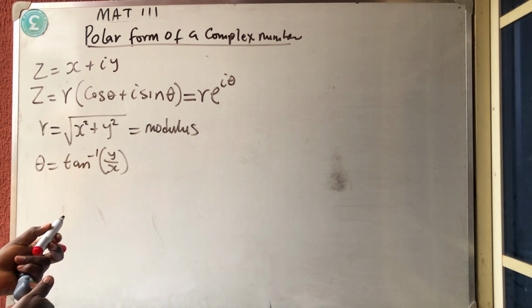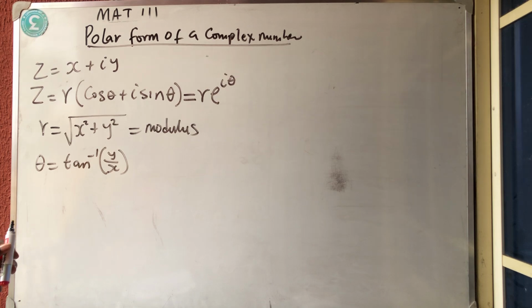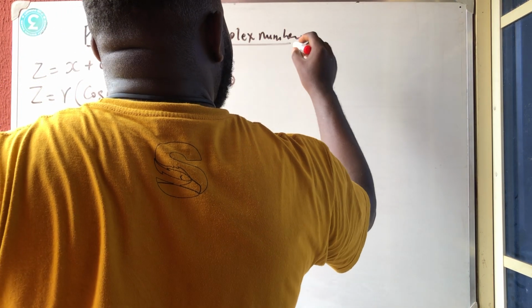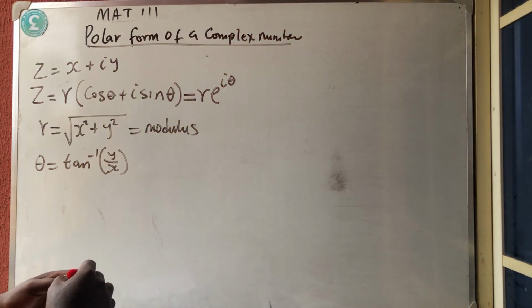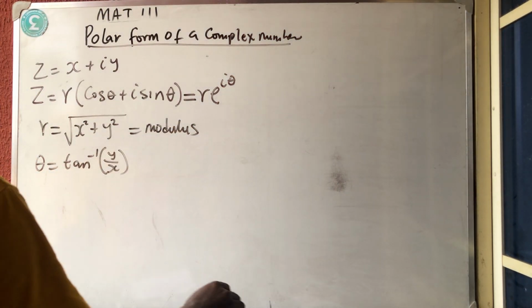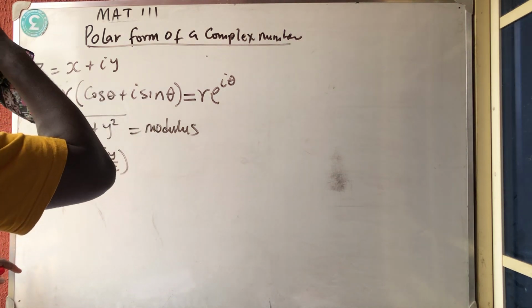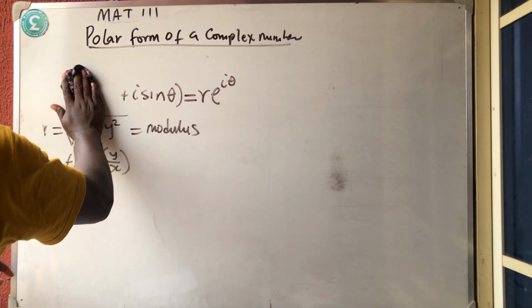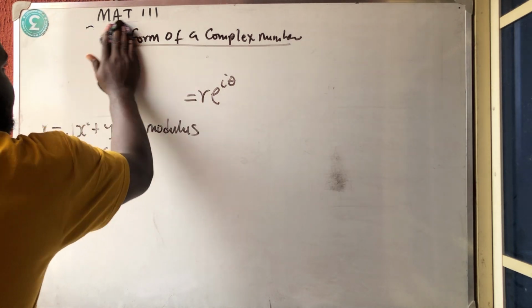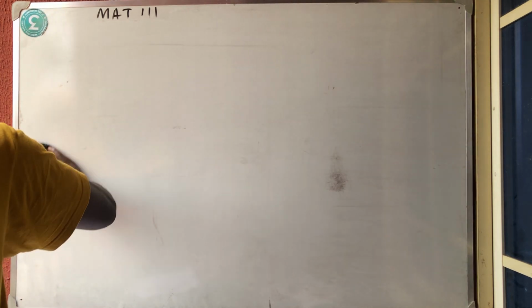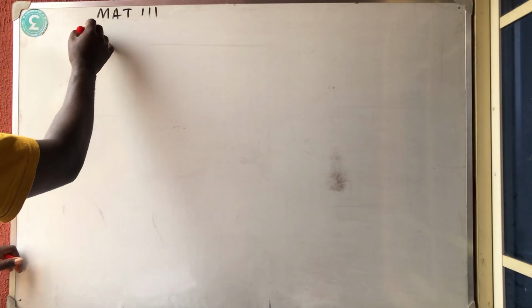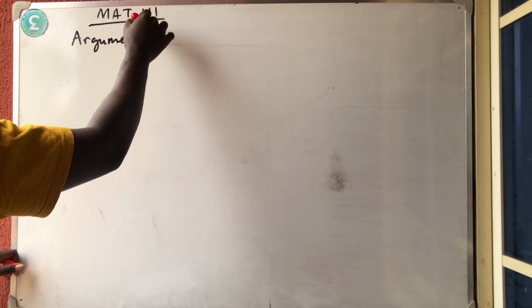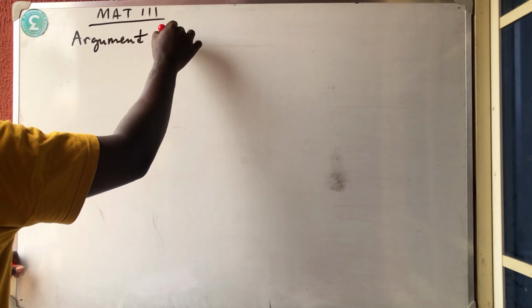So now the next thing you need to know, these formulas are very important, but now let's talk about argument and the principal argument. There are two things you need to know here: argument and principal argument. Let me clean the board. Okay, now let's talk about argument and principal argument.